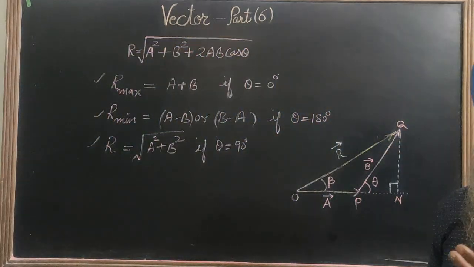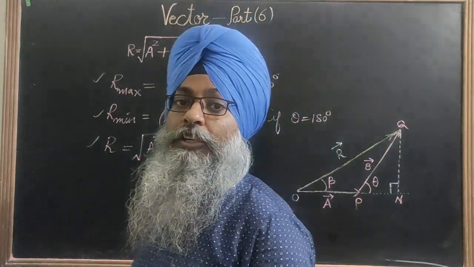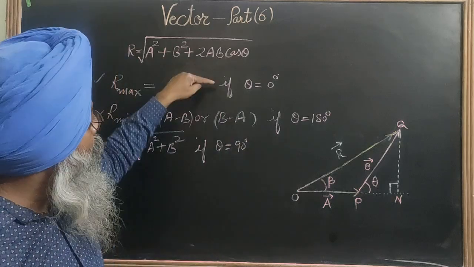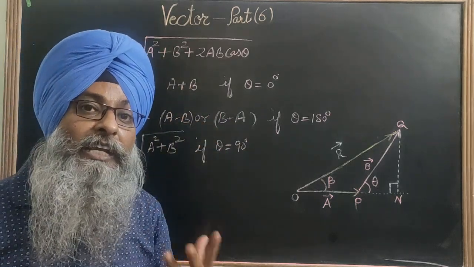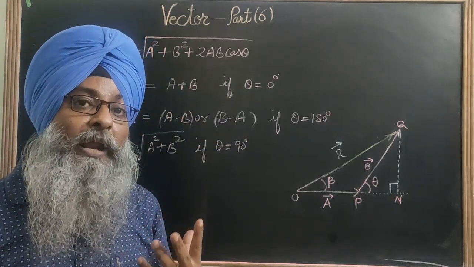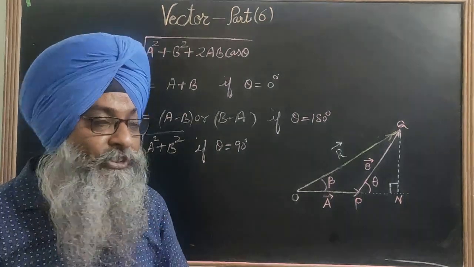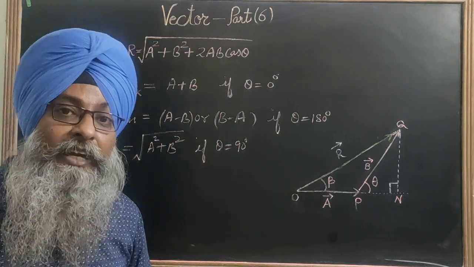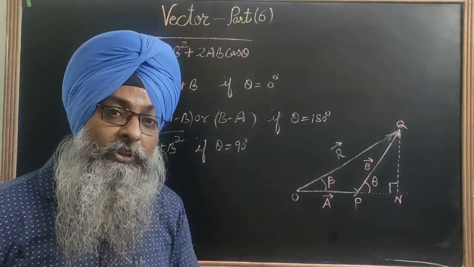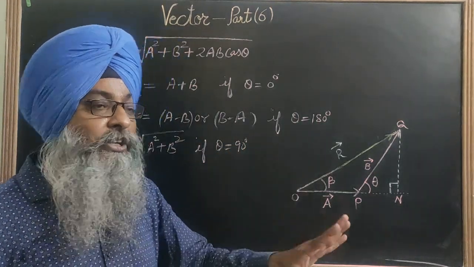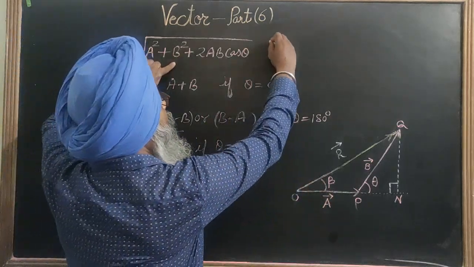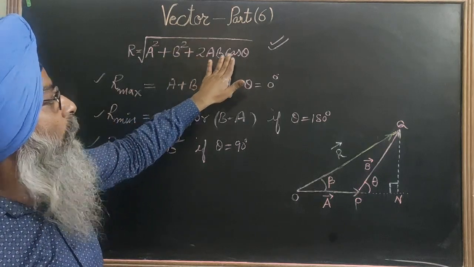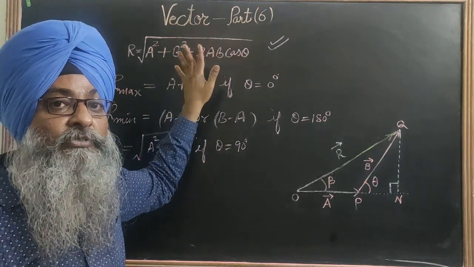इनको भी आपने याद ही रखना है, क्योंकि जब कुछ न्यूमेरिकल्स प्रॉब्लम हम सॉल्व करेंगे तो हम ये जो रिजल्ट है हम इसको डायरेक्टली अप्लाई कर सकते हैं. We can apply directly the result. But if the angle is other than 0 degree, 180 degree and 90 degree, like 45 or 30 degree, then you will use the above formula, that is R equal to the square root of A square plus B square plus 2AB cos theta. This is a general formula.